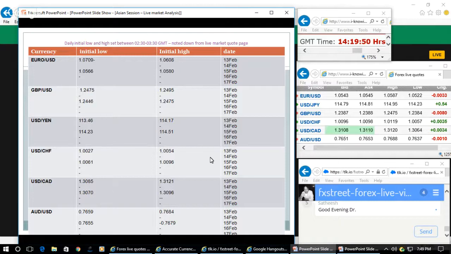So what we have to do is look into the live market quote page and find out how they are making the moves in the market. That is more important rather than simply analyzing the market indirectly.